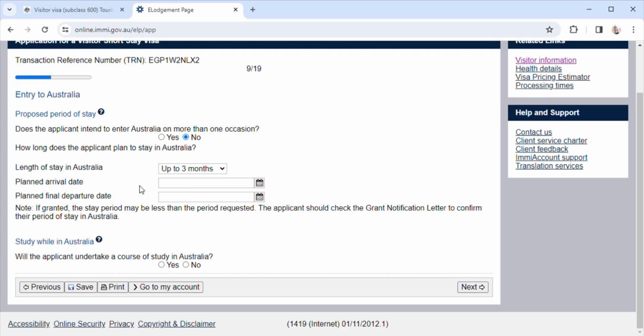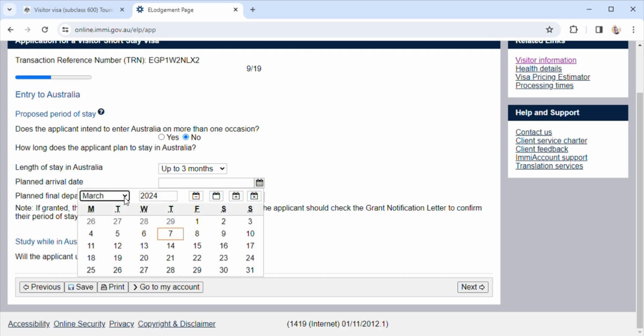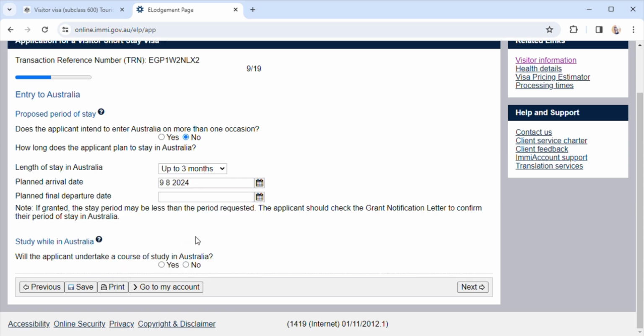Planned date. Okay, when are you planning to travel? You may say maybe 2024, maybe August, date 9th. Then planned final departure date. You may say that you are going to spend there 1 week, because the more duration you put, the more money you should provide on your bank statement, guys. You should also consider that.